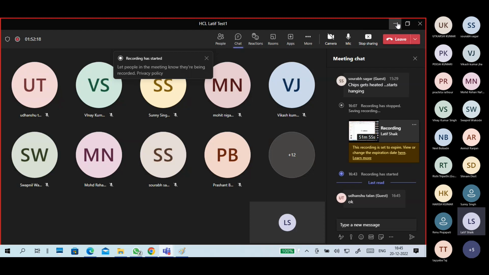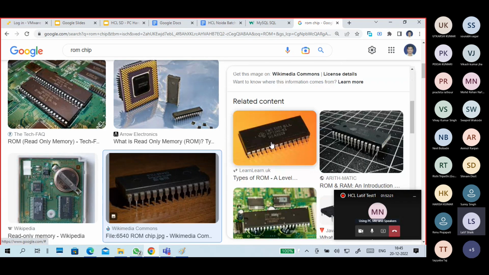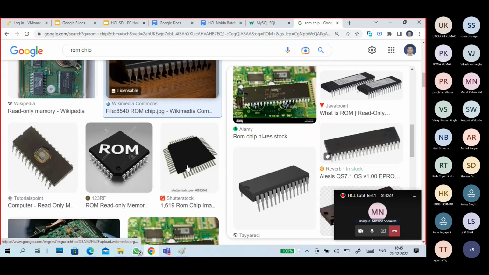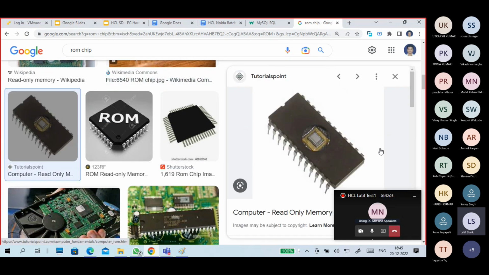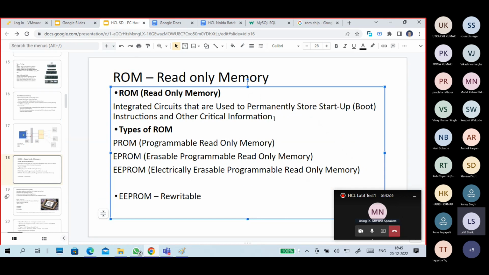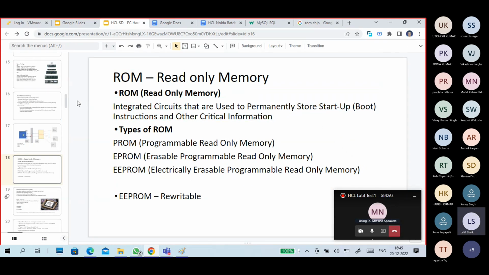Okay, so ROM chip is a simple chip like this. If you write something inside, while the ROM chip is being manufactured, the instructions or data will be inside this ROM chip by default, which we cannot change.